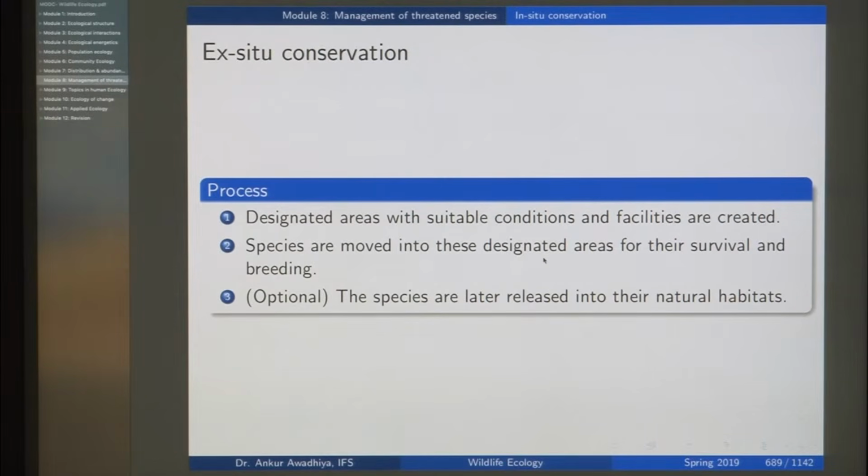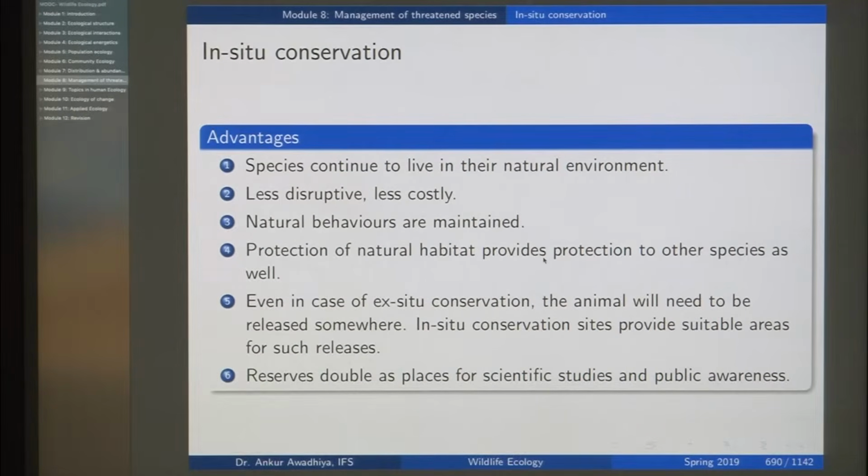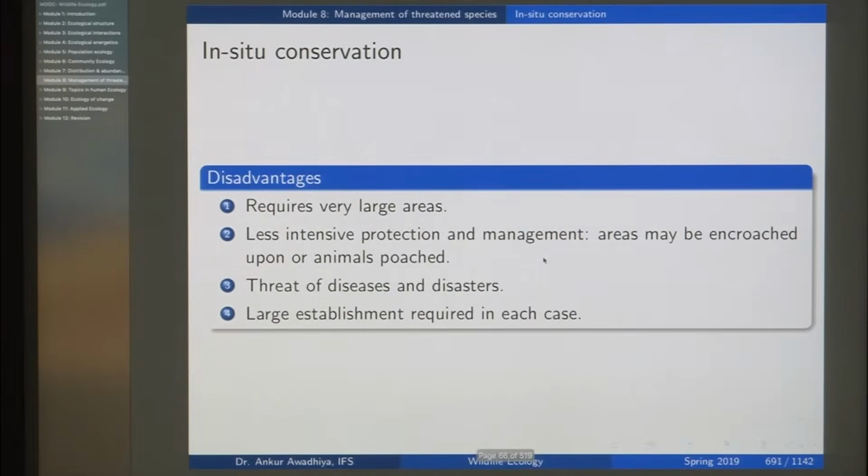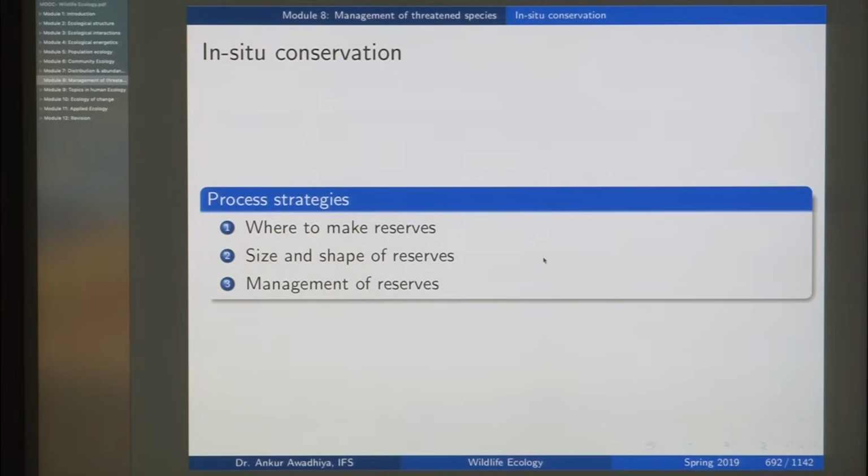In the case of ex situ conservation, you designate areas with suitable conditions, create the facilities, bring animals or organisms into those areas, and then the optional step is that once you have a large number of organisms, you can release them back into the natural habitats. Now, in situ conservation has certain advantages, certain disadvantages, and same with the ex situ conservation. So, you can have a look at these.